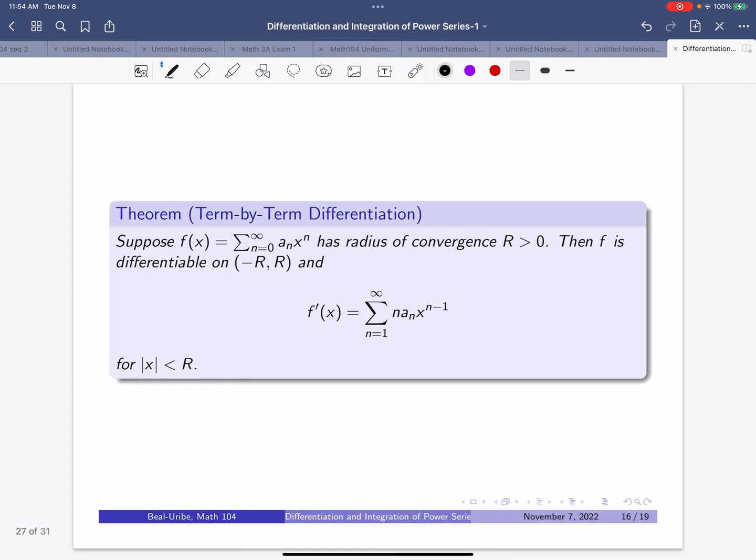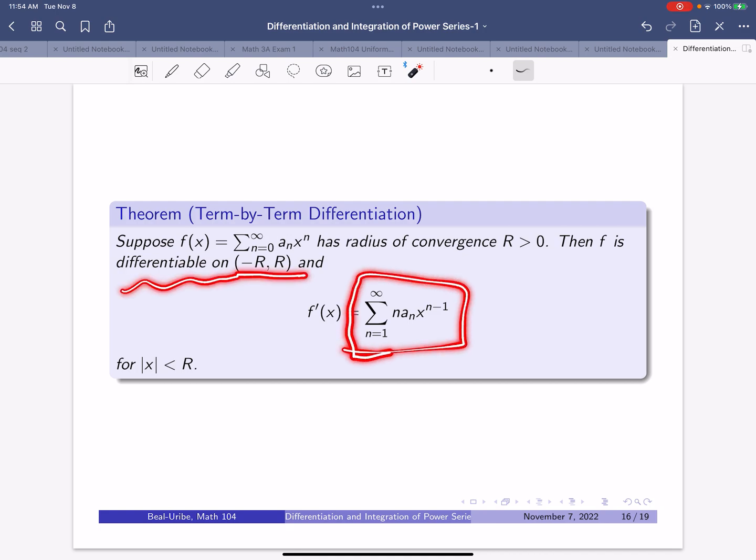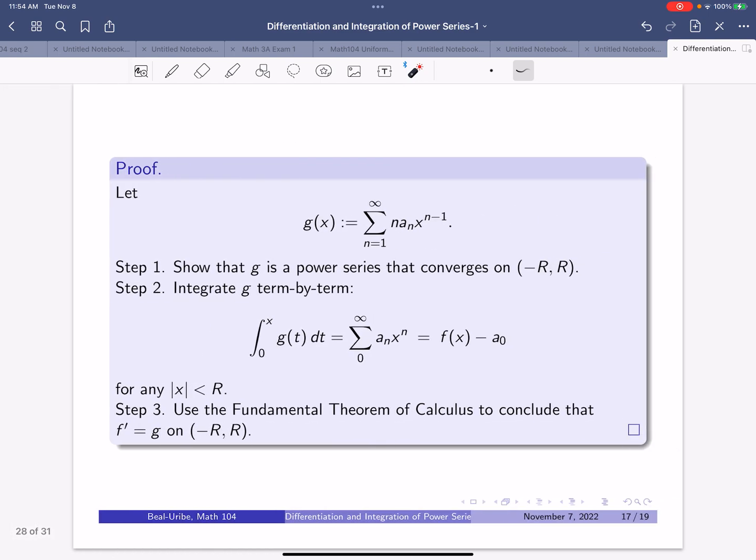And let's talk about this. This is our last main result here. This is on term by term differentiation. So again, suppose you start off with a power series with a positive radius of convergence. The claim is that f is differentiable, and this is its derivative. And of course, our lemma that we proved in the beginning of this video tells us that the radius of convergence for this derivative will be the same as the radius of convergence of the original function. So let's go ahead and get into this.